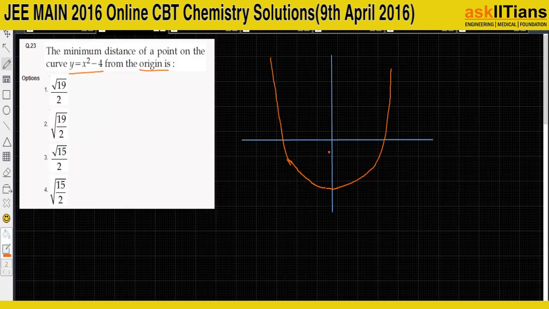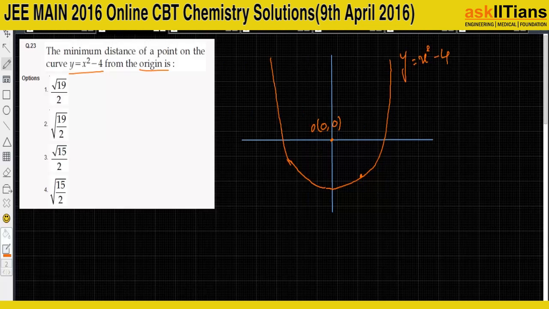Y equal to x square, and then shift it downwards. So y equal to x square minus 4. This type of curve will be there. Origin is here, 0, 0. Now I want to find the minimum distance of a point on this curve.